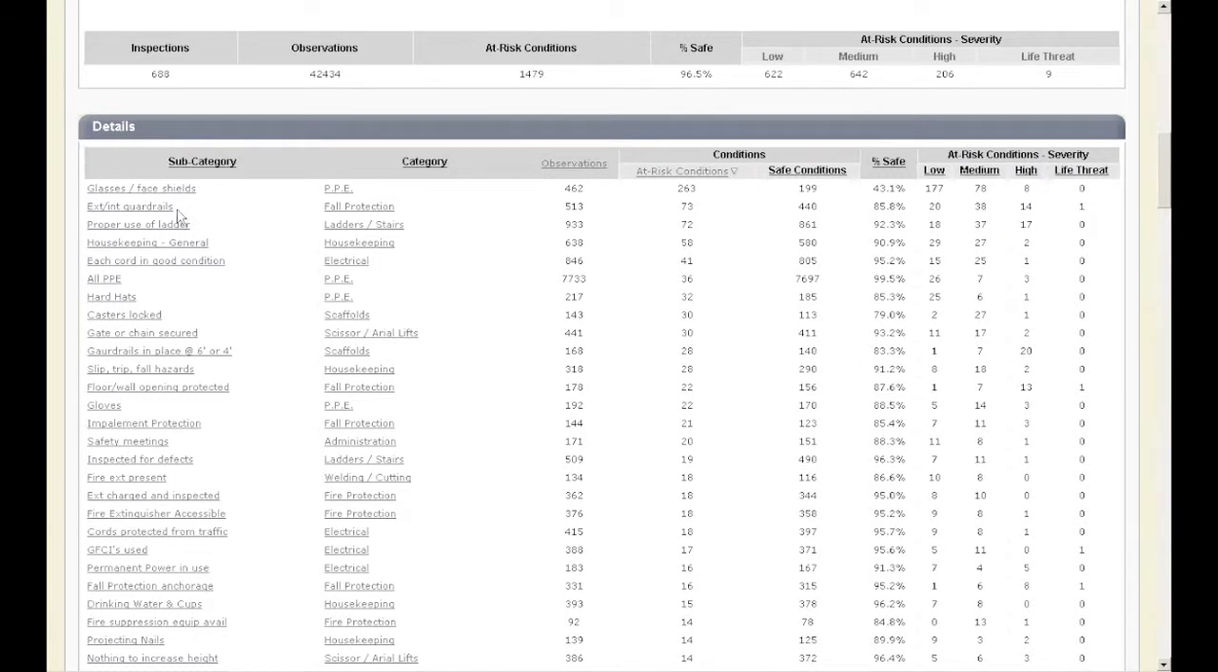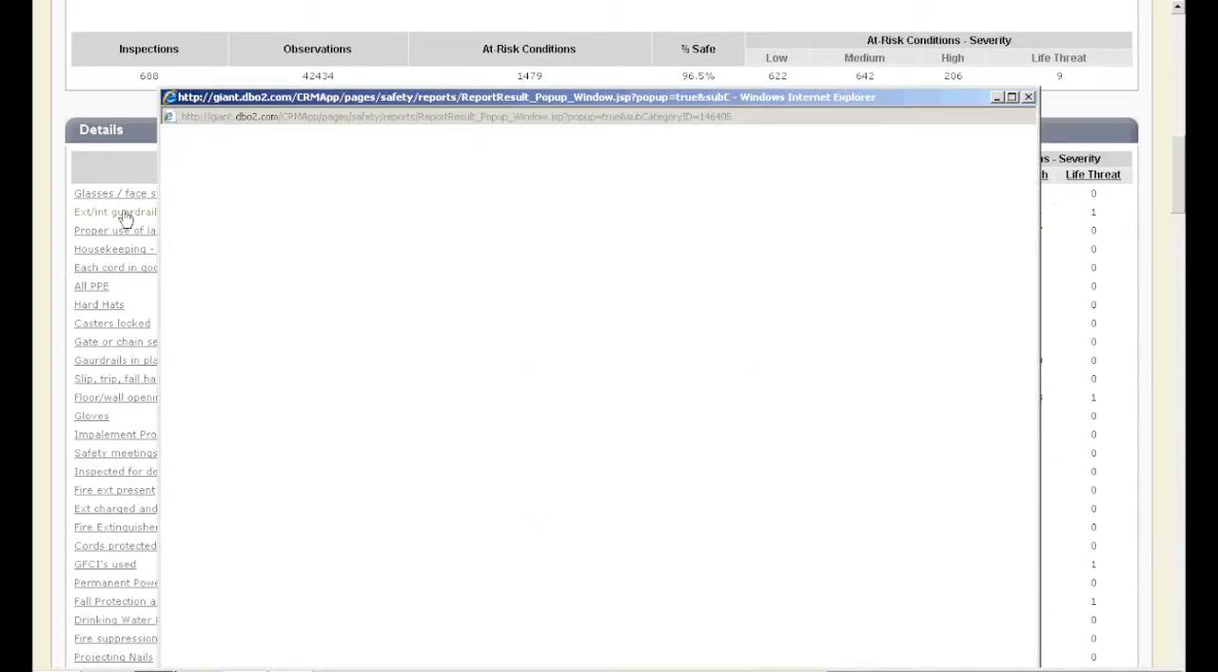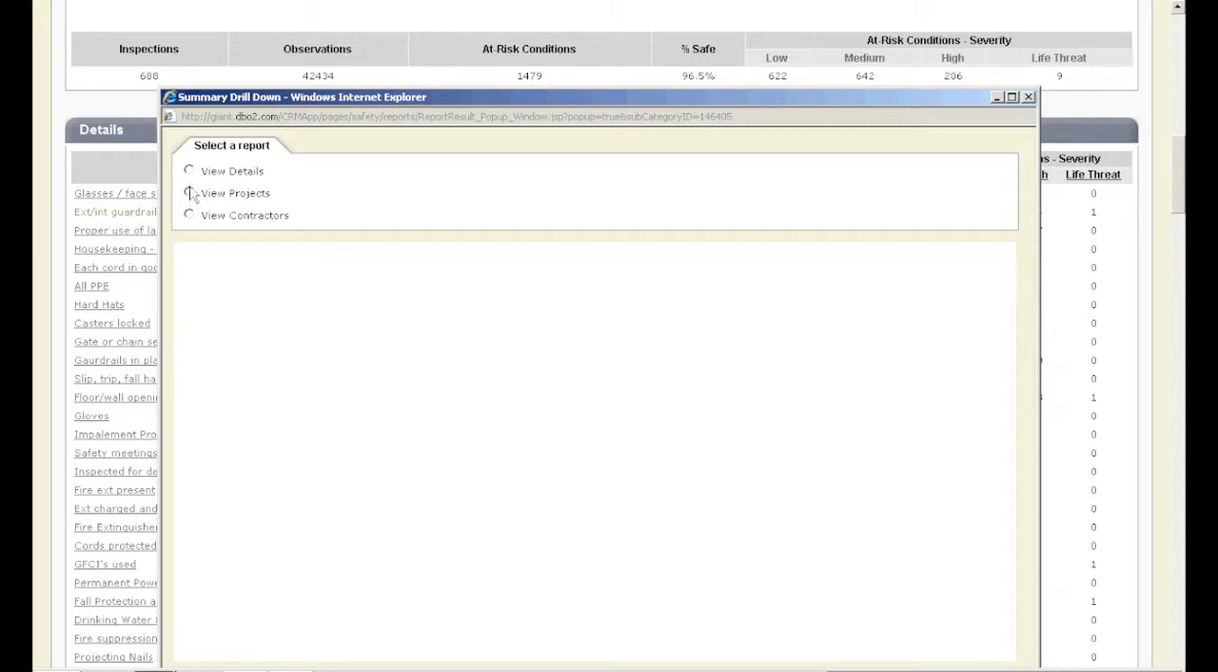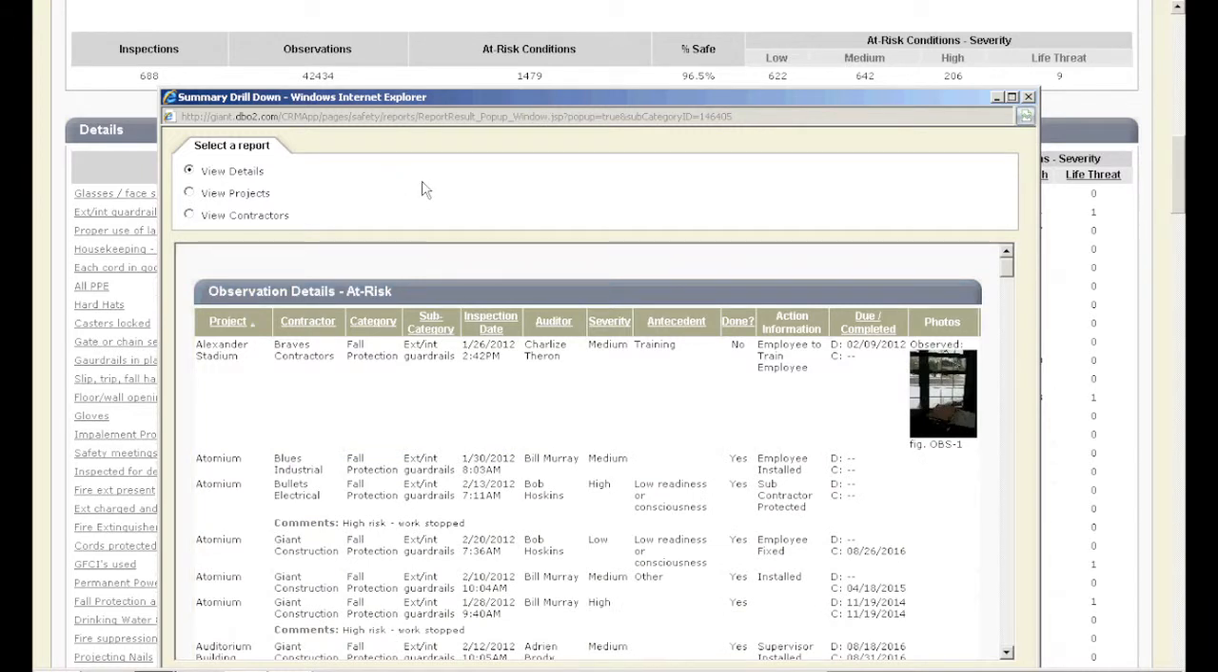For example, if I were to look at guardrails, I want to know what can I do to get that fixed? Or what can I do so I can see fewer at-risk conditions going forward? To do that, you click on the subcategory name. You can then look at the details. Details are comments and photos that were added with the observations.